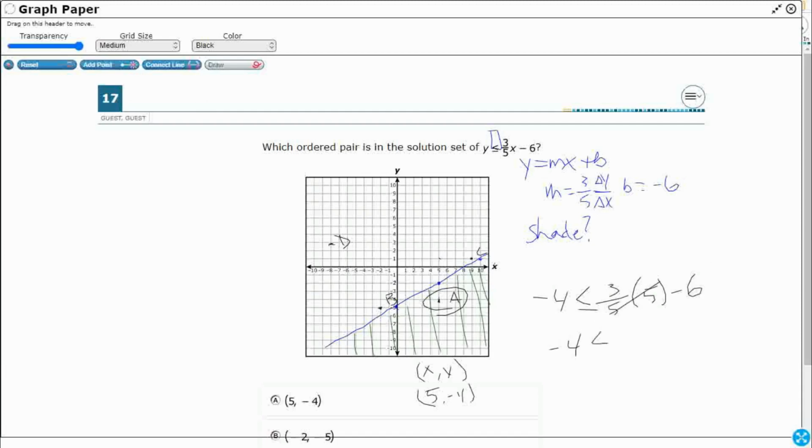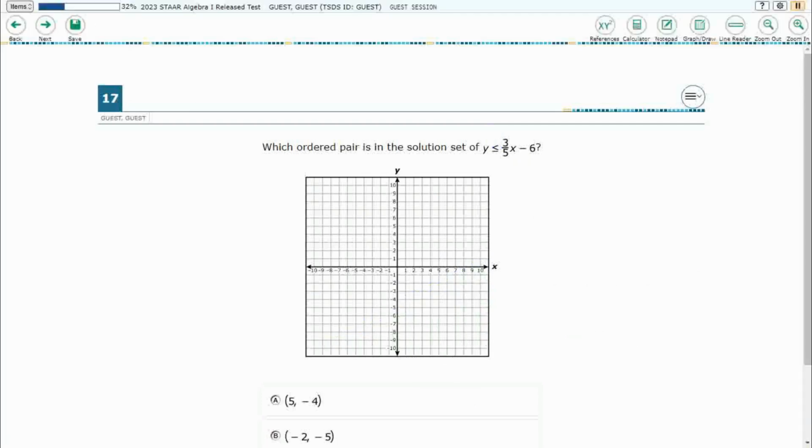So is -4 less than or equal to 3 minus 6, which is -3? Yes, it is. If you look on the number line, 0, here's my -3, there's my -4. It's less because it's farther away. So that makes a true statement. The other three would not make a true statement. So my answer here is A.